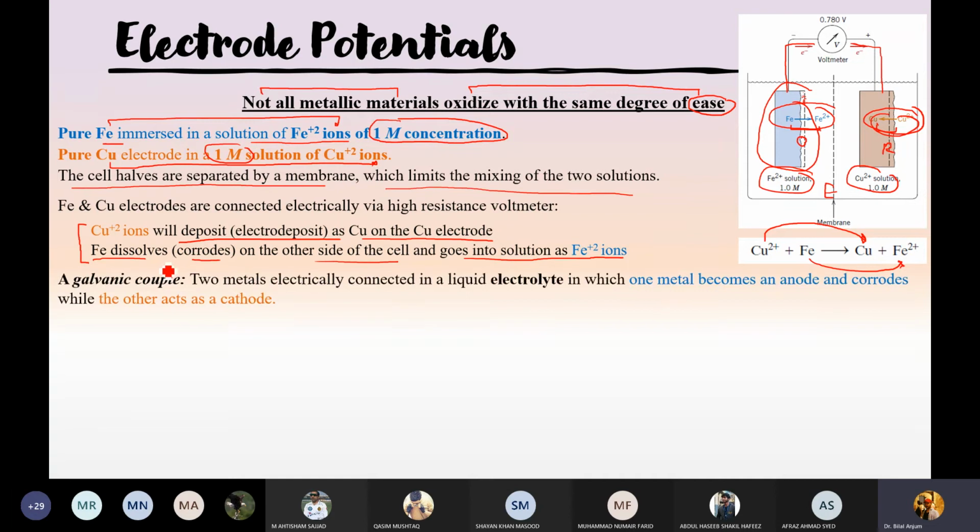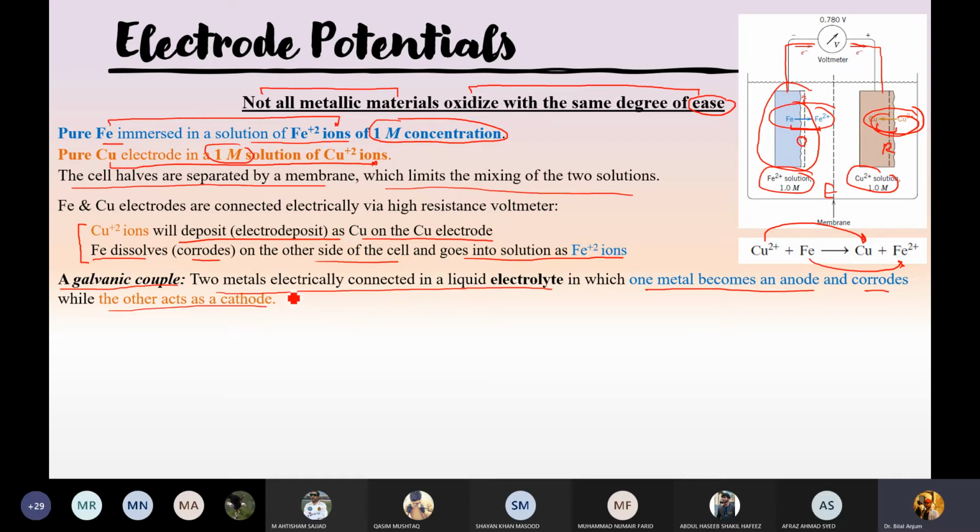You refer to this as a galvanic couple. A galvanic couple is when two metals are electrically connected in a liquid electrolyte, in which one metal becomes an anode and corrodes while the other acts as the cathode. Galvanic couple किस चीज को कहते हैं हम?